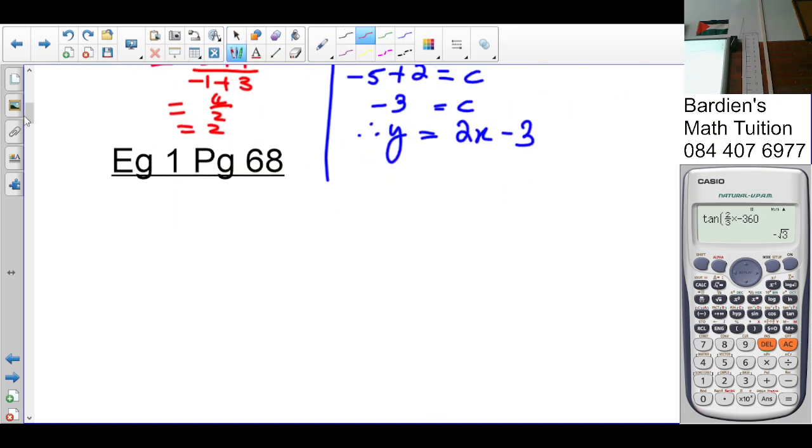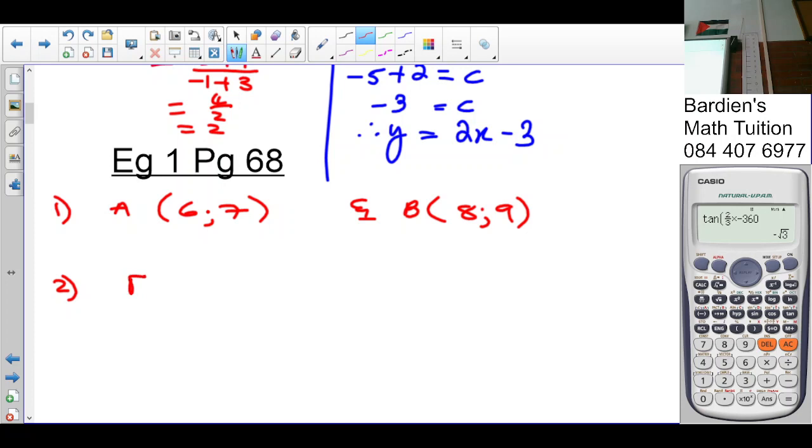So what I want you guys to do for homework, I'm going to give you 3 sets of points. Number 1: A, which is 6 and 7, and B, which is 8 and 9. Number 2: point C, which is 2 and 1, make 2 negative, and D, which is 4 and minus 2.